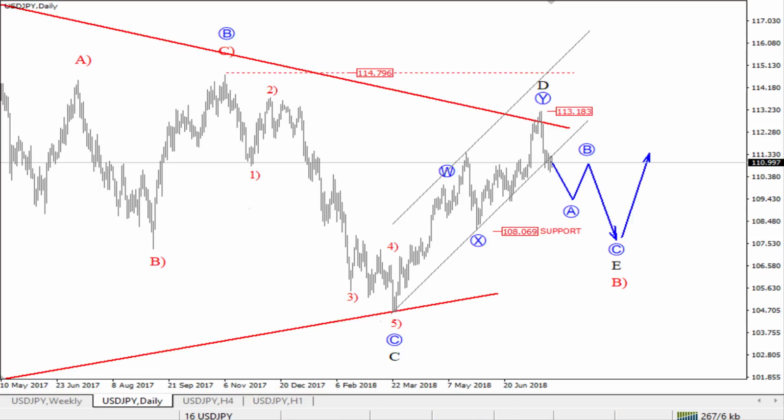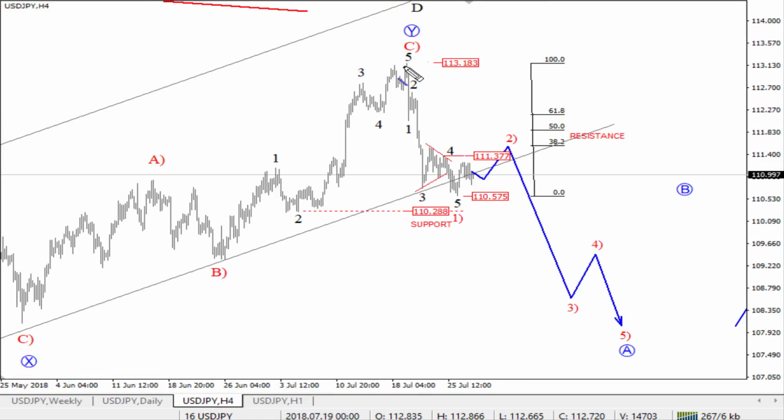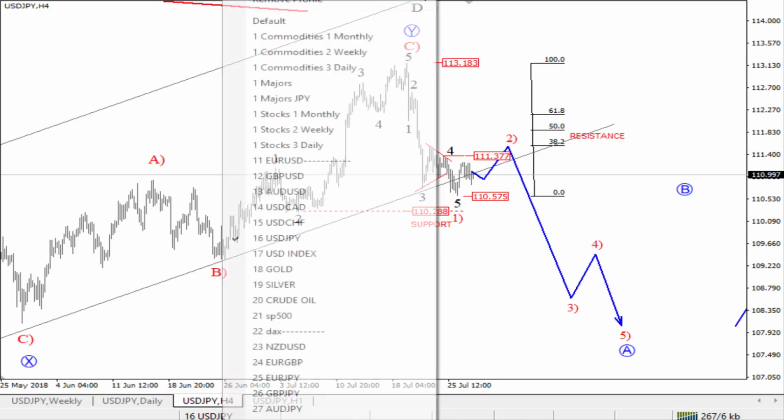So generally speaking, we have 5 waves of decline here. More downside after a pullback can definitely be expected, and because we are bearish on euro dollar, Aussie dollar, even pound dollar, watch out for the euro yen, pound yen and Aussie yen crosses as well, because obviously these should be much weaker if dollar yen stays under pressure.